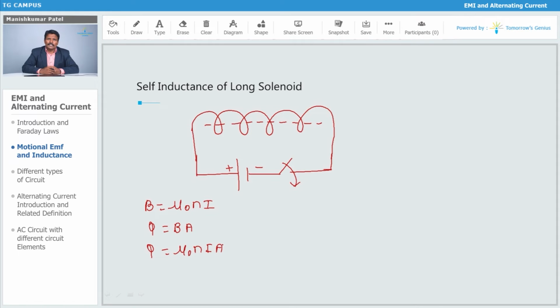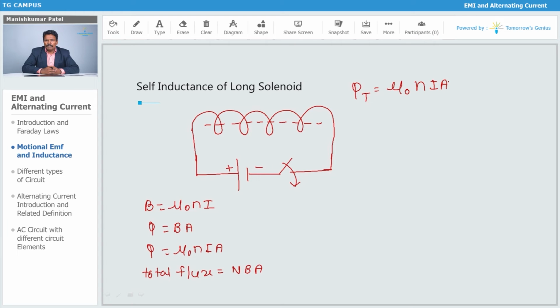Next, we can calculate the total flux. The total flux, which we generally write as φ, is N B A, where capital N is the number of turns. So the total flux, φ_t, is how we are going to write it down. The flux because of one turn is μ0 n I A.